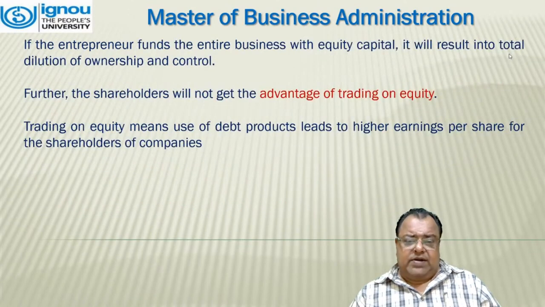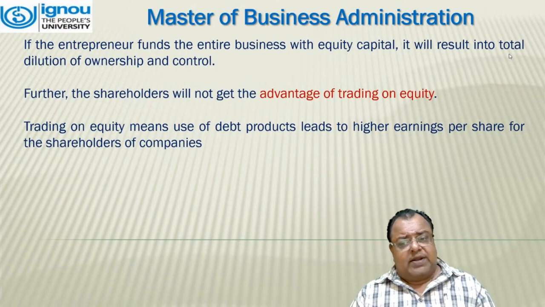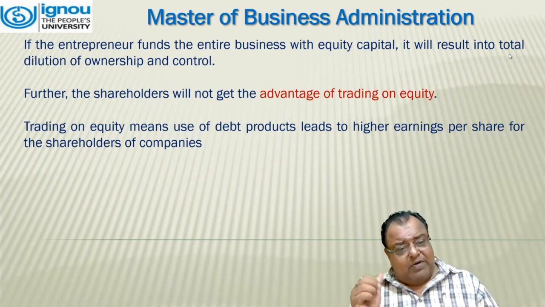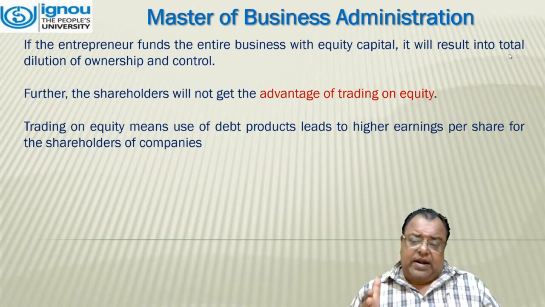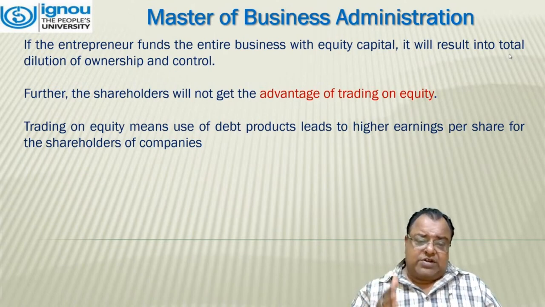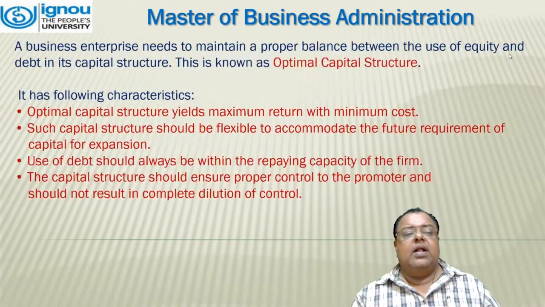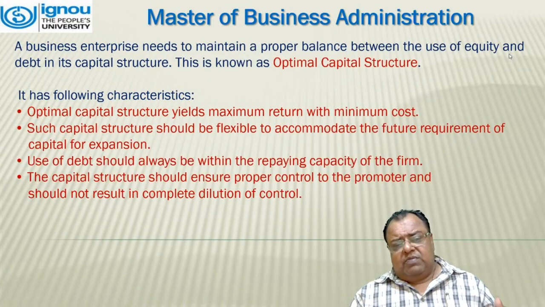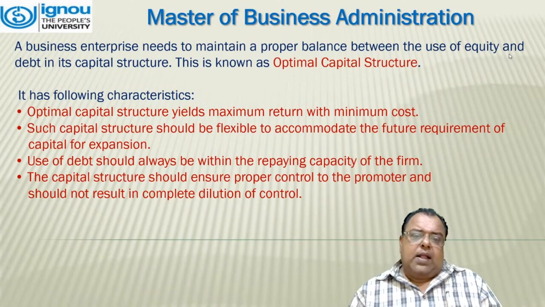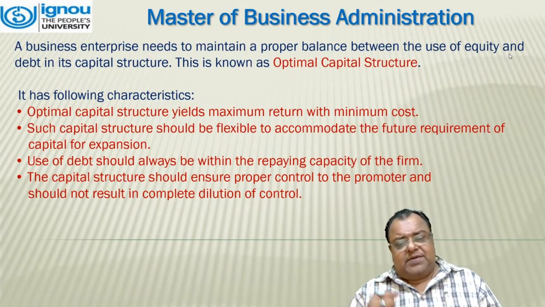If the entrepreneur funds the entire business with equity capital, it will result in total dilution of ownership and control. Further, shareholders will not get the advantage of trading on equity. Trading on equity means use of debt leads to higher earnings per share for the shareholders of the company. A business enterprise needs to maintain a proper balance between the use of equity and debt in its capital structure. This is known as optimal capital structure.